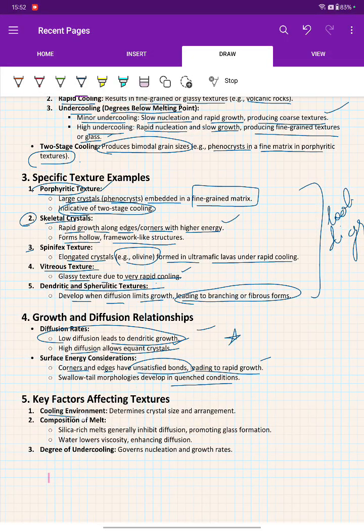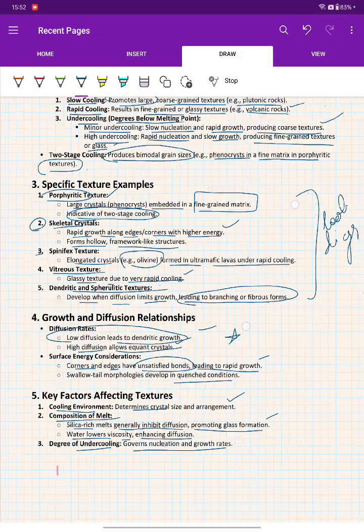Now key factors affecting textures. We have the cooling environment that determines the crystal size and arrangement. We have the composition of melt: silica-rich melt generally inhibits diffusion and promotes glass formation, and water lowers viscosity, enhancing diffusion. Degree of undercooling governs the nucleation and growth rates.